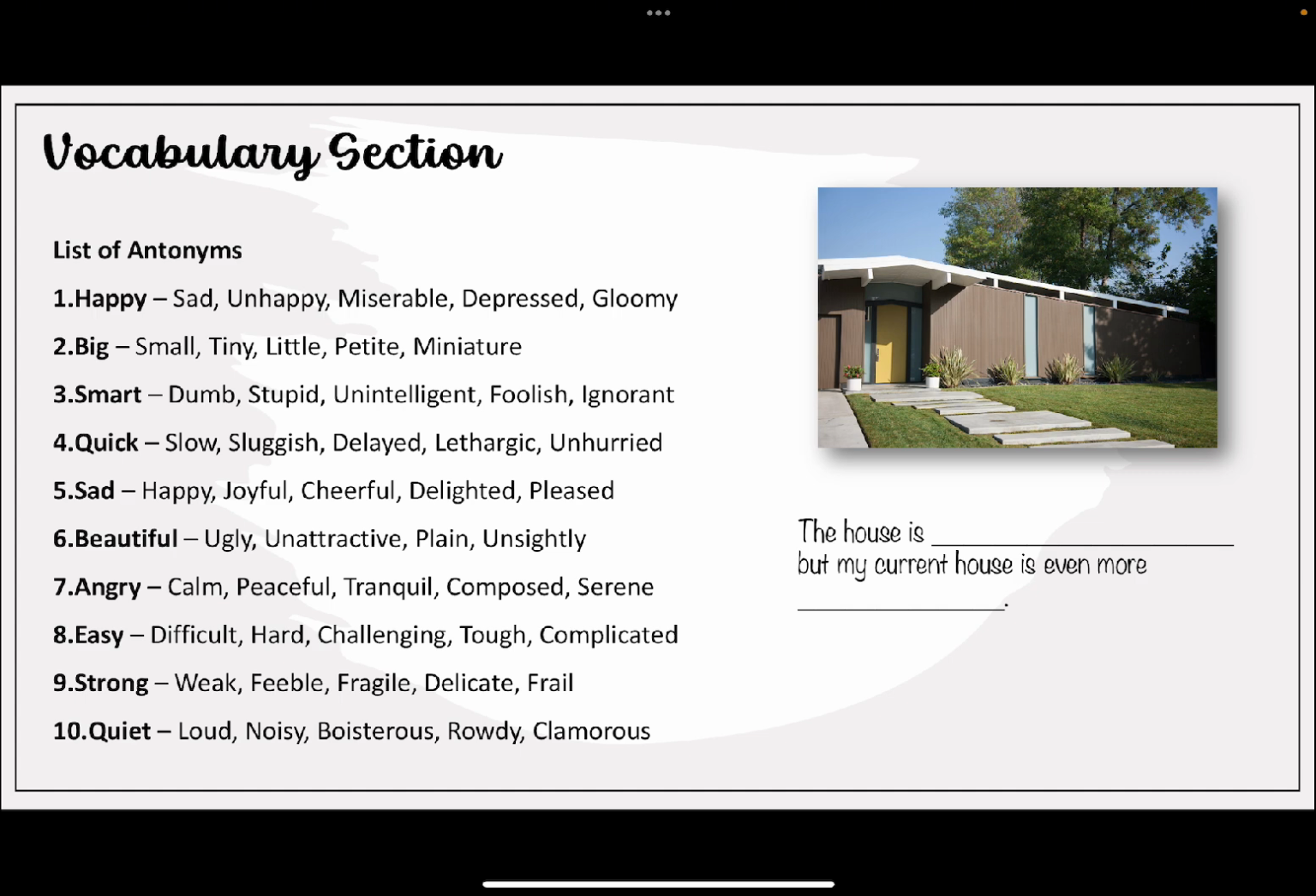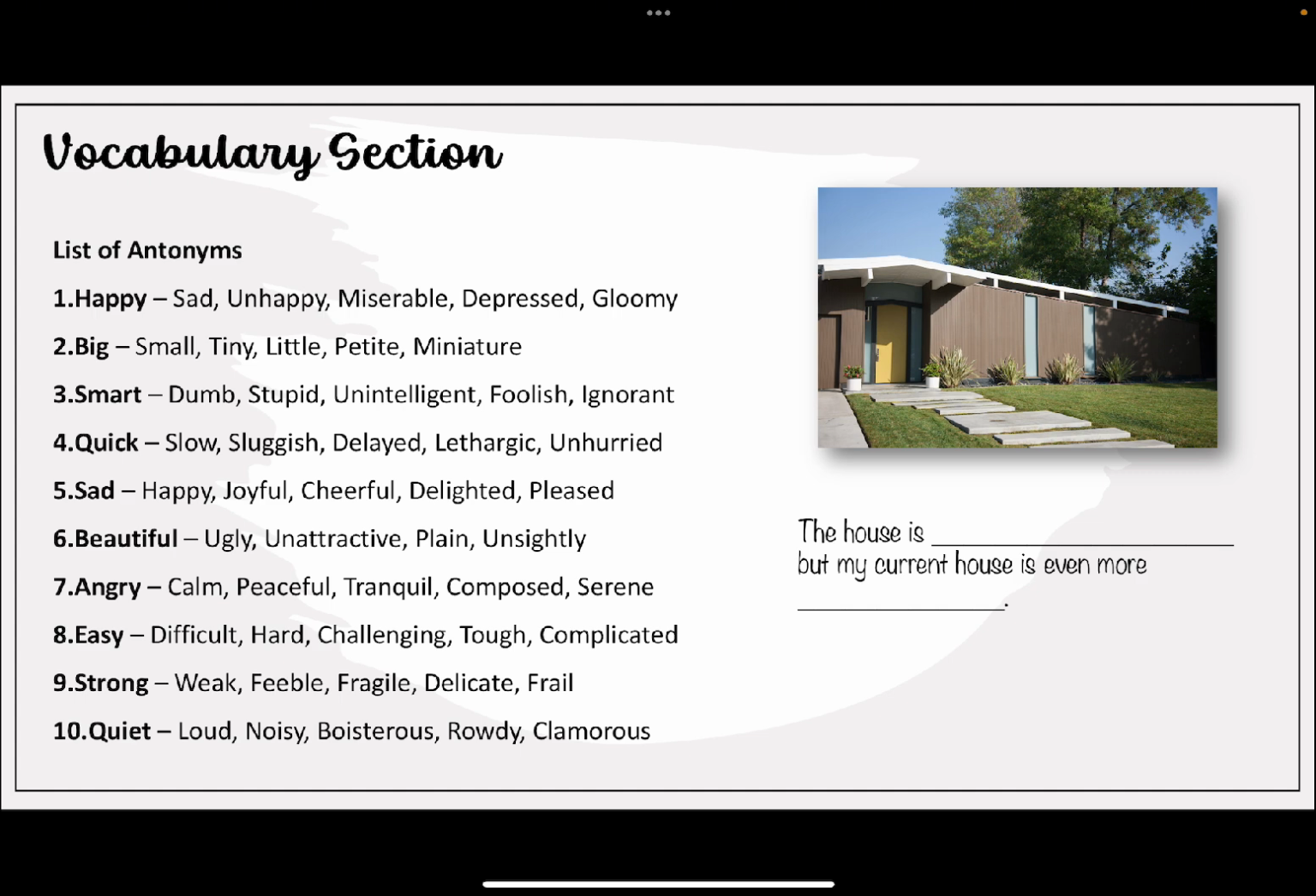Tiny, your turn. Little, your turn. Petite, your turn. Miniature, your turn. Perfect. Let's move on to the next word. The next word is smart. An antonym for smart is dumb, stupid, unintelligent, foolish, ignorant. The next word on our list is quick.